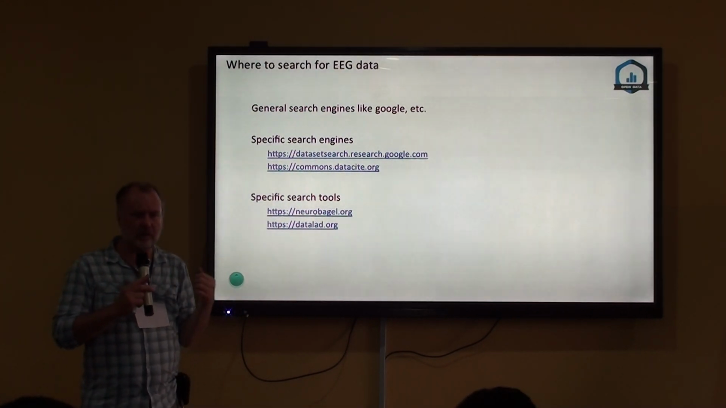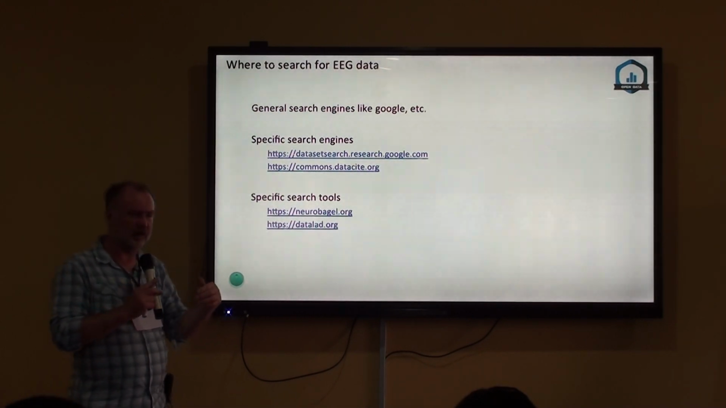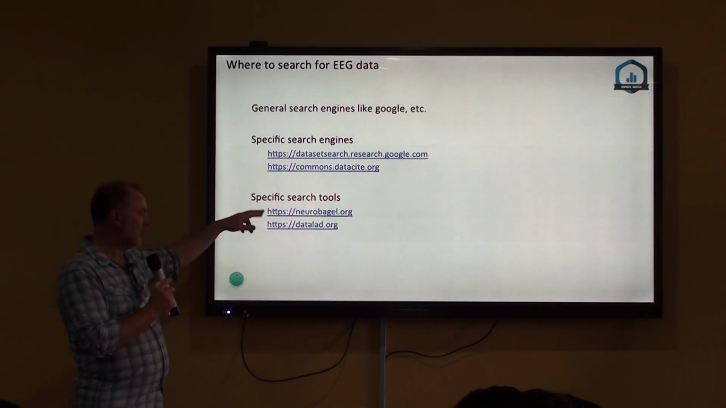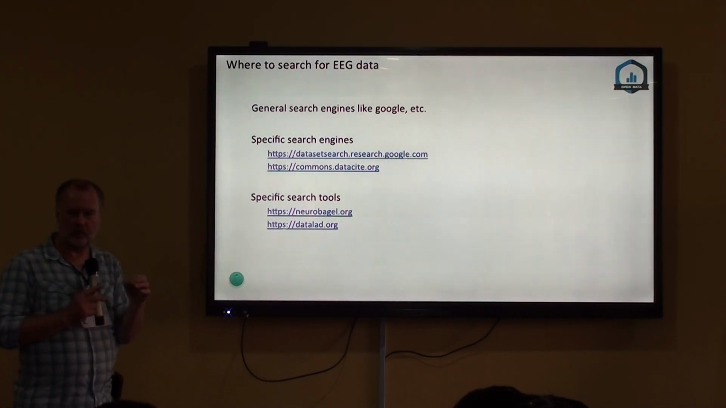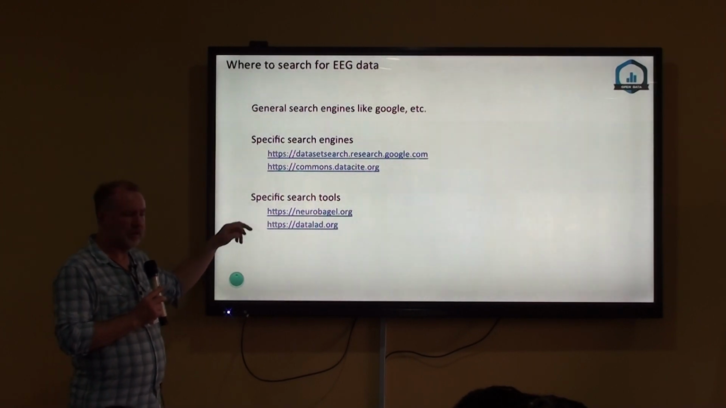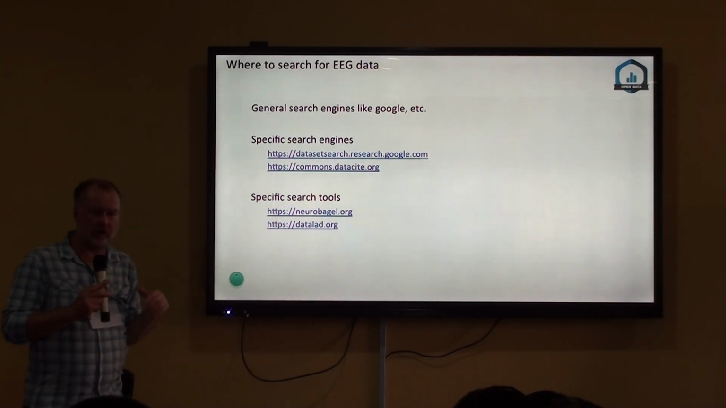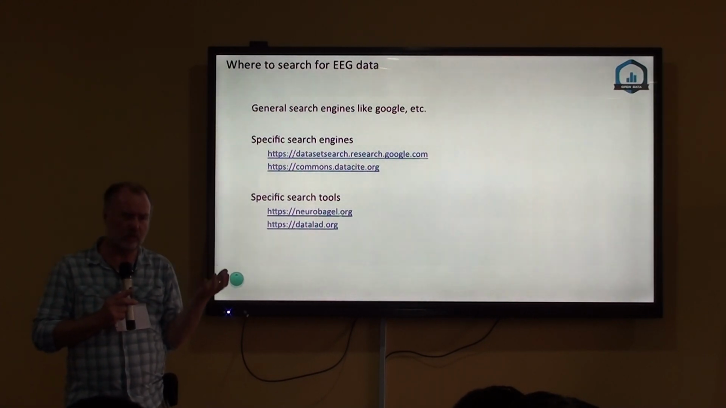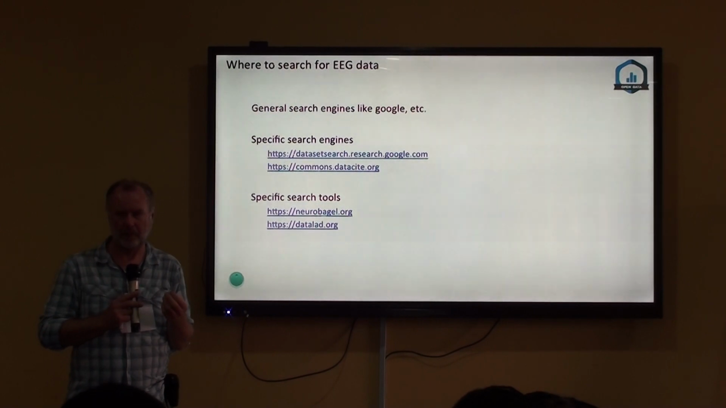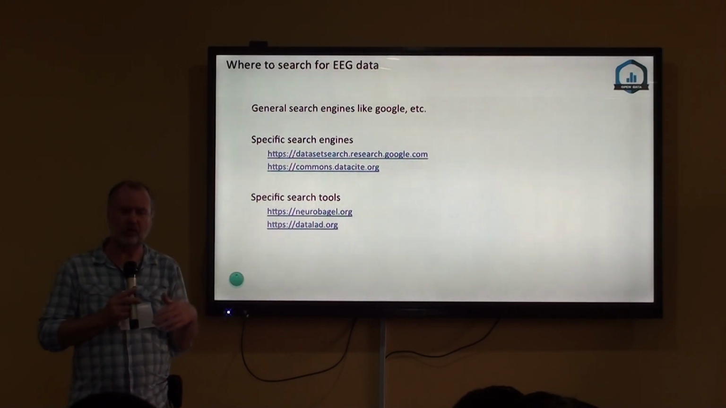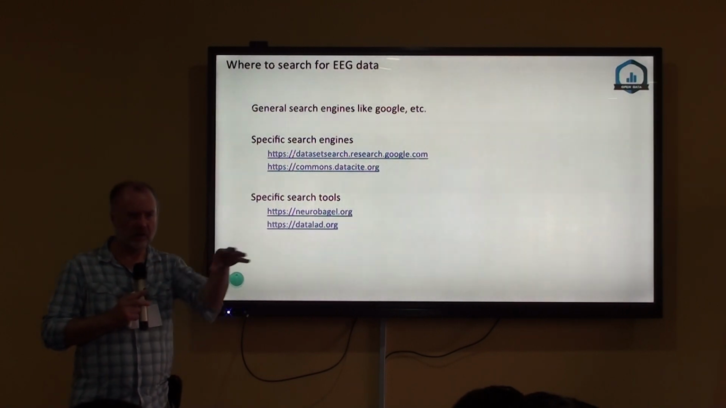A relatively recent development is to make search engines that are very specific for data. Two of these very specific search tools in the domain of neuroscience are NeuroLabel and DataLab. NeuroLabel is a platform and a tool that is specifically designed for searching through clinical datasets, and it's designed for searching through clinical datasets that are hosted by different universities.